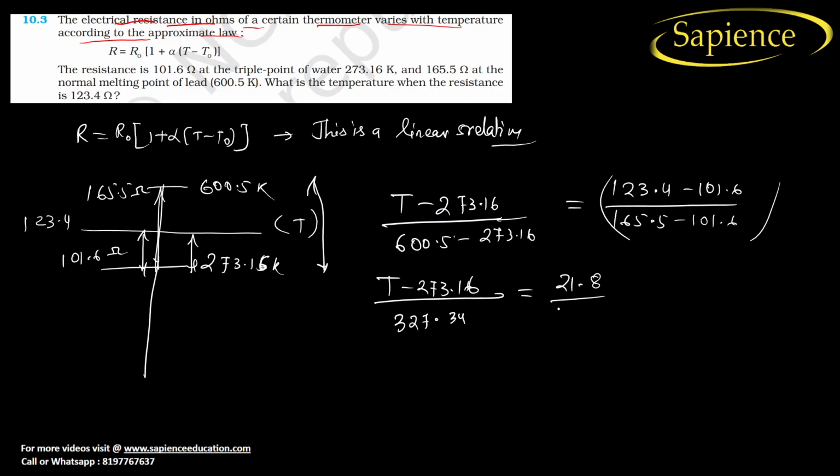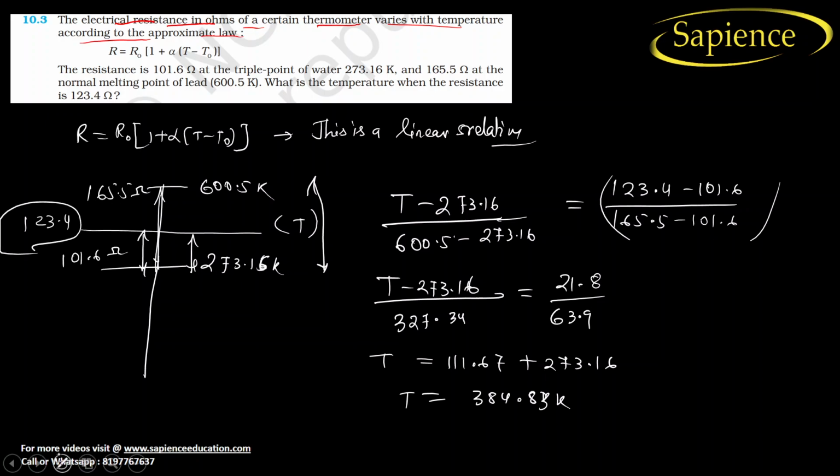divided by 63.9. So finally if we calculate it, this will be 111.67 plus 273.16. So we will get the final result as 384.83 Kelvin. So this is the required temperature at which the resistance is 123.4. I hope you have got the answer, so you have understood the process.